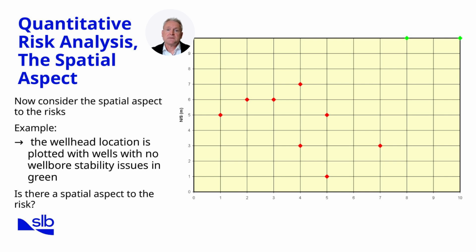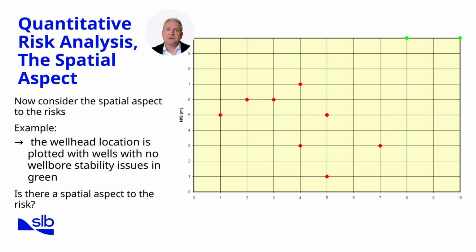The first thing to identify is the location and type of our subject well relative to the offset wells. If it is within the zone of the wells that have had wellbore instability events, there will be increased probability of the occurrence of a wellbore stability event within the subject well.